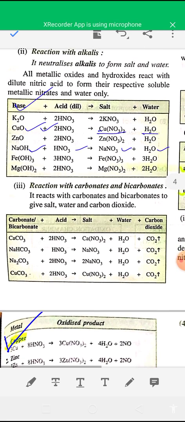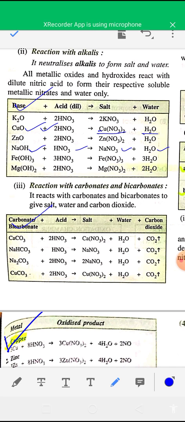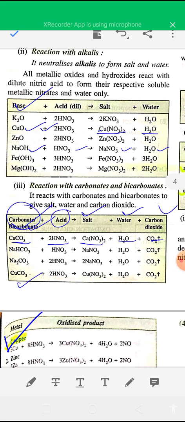Similarly, when metal carbonates or metal bicarbonates, NaHCO3 or Na2CO3 or CuCO3, react with nitric acid, you will get salt, water and carbon dioxide. For example, when calcium carbonate reacts with nitric acid HNO3, you will get calcium nitrate, water and carbon dioxide.